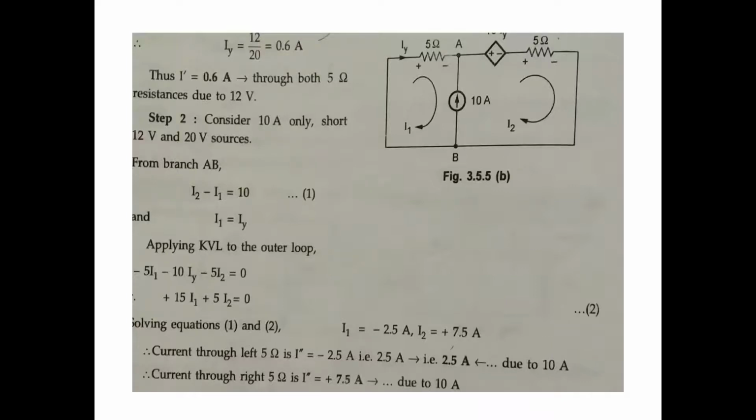Applying KVL to the outer loop. You consider the outer loop only. Plus 2 minus 5 I1, next minus 10 IY, minus 5 I2 equal to 0. Just simplify. IY is I1, so 10 plus 5 is 15, minus 15 IY, plus 5 I2 equal to 0. This is equation number 2. Solve equations 1 and 2, we get I1 and I2 values: 0.25 amps and 7.5 amps, using the calculator.